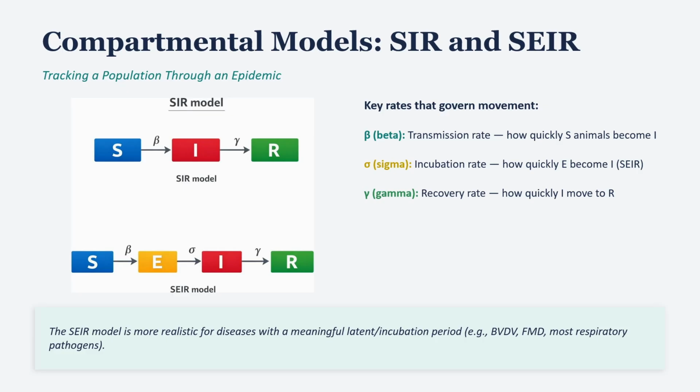These models make predictions about epidemic trajectories. How fast will the epidemic grow? When will it peak? What proportion of the population will ultimately be infected? And critically, what level of immunity is needed to prevent epidemic spread? That last question is answered by R0.